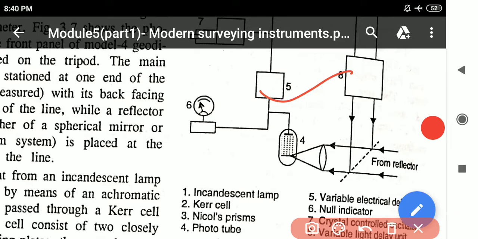See here, the difference between the phototube current during the positive and negative bias pairs is measured by the null indicator, that is this one, the null indicator, and this is a direct current. And further, the seventh point is an oscillator. See here, this is the seventh point, the oscillator. The phase difference between the two pulses received is a measure of the distance between the geodometer and the reflector. This is the explanation about the geodometer.